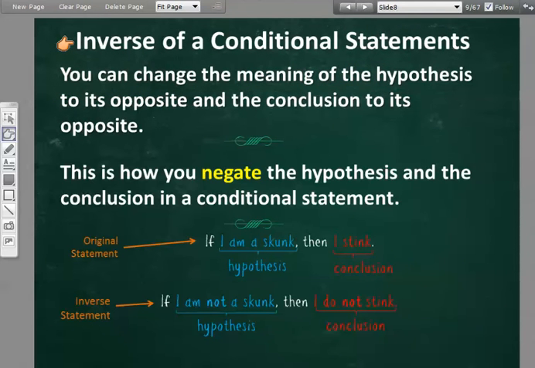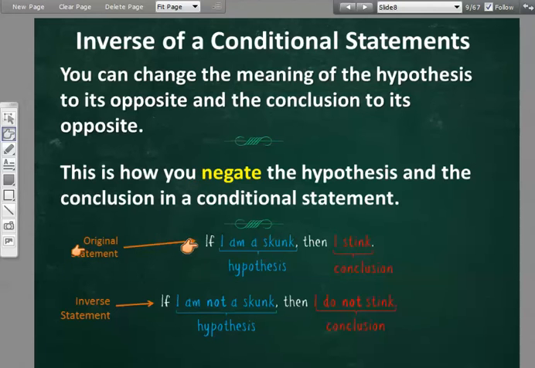Now let's talk about the inverse of a conditional statement. You can change the meaning of the hypothesis to its opposite and the conclusion to its opposite. This is how you negate the hypothesis and conclusion in a conditional statement. So when we talk about negating, all we're saying is that whatever it is, we're going to make it the opposite, kind of like positive and negative.